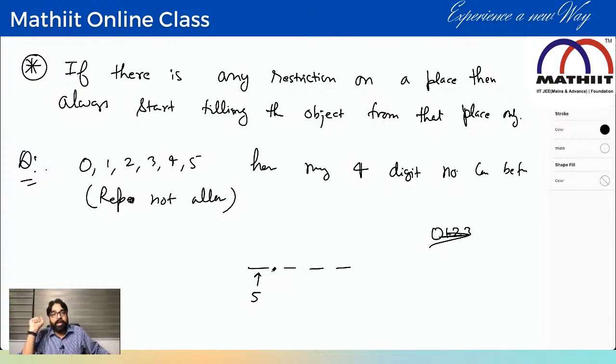That is also restricted counting. Here also restricted counting. But whenever you are filling objects and there is a condition on a particular place, you should fill that place first. This place has no restriction, so you can fill this, this, or this. When there is no restriction, you can jump between them. This place can be filled in how many ways? Since repetition is not allowed, whatever digit came in the first place, I will not use it. Total 6 digits were there, 1 is used, so 5 are left. Then 4, then 3. So the answer will be 5 into 5 into 4 into 3.